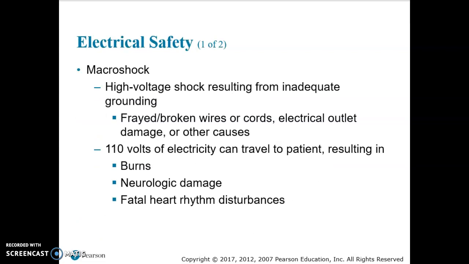Macroshock is a high voltage shock that results from inadequate grounding. This could be a result from frayed or broken wires or cord or electrical outlet damage. So we need to always inspect our equipment. 110 volts of electricity can travel to the patient. This can result in burns, neurologic damage, fatal heart rhythms. So we want to make sure that their skin is dry and intact and that equipment is working properly. So we work to prevent injury.